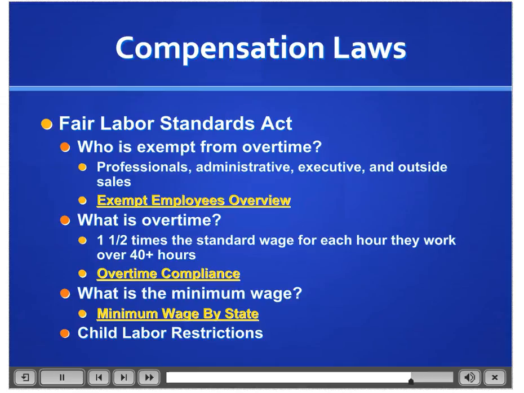The role of the FLSA was to make sure we didn't have children working full-time jobs in manufacturing environments, which was the case at the turn of the 20th century. So the child labor restrictions say children under 18 can't work in an unsafe environment. They can't work with forklifts and things like that. They can't work in an environment where there's a high risk of injury. They can only work certain hours. Kids can work on farms and in family businesses, which is a very different factor, but there are some restrictions on the number of hours that they can work.